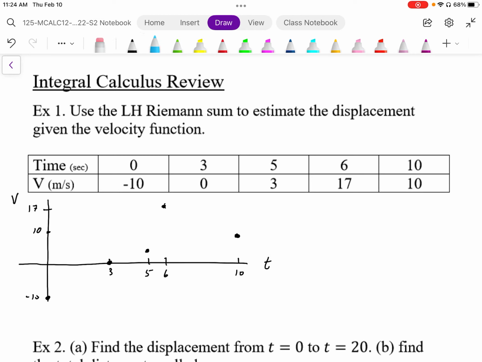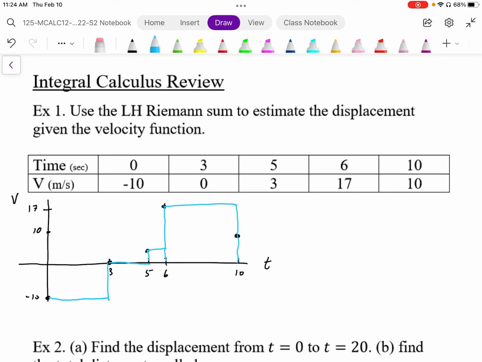So left-hand Riemann sum means that we use the left edge as the height of the bar. So that one here, in between 3 and 5, it has no height because we're going to use a height of 0 for that one. Okay, so I use the left edge for each one of these rectangles. That means I'm not going to use that value of 10, the right-hand value of 10 to find any areas.